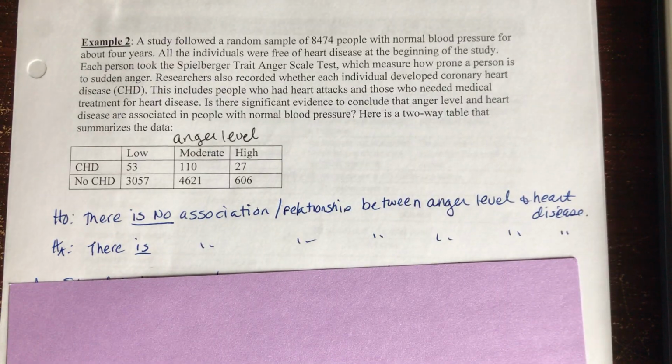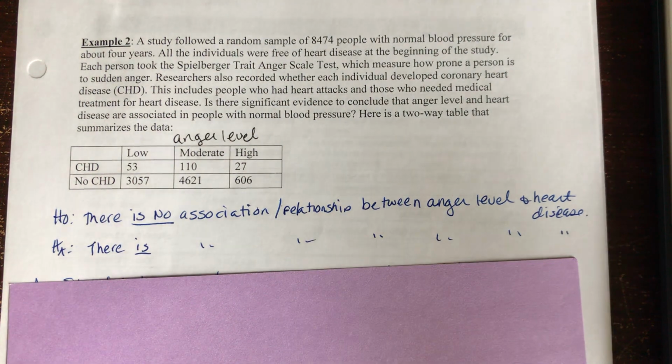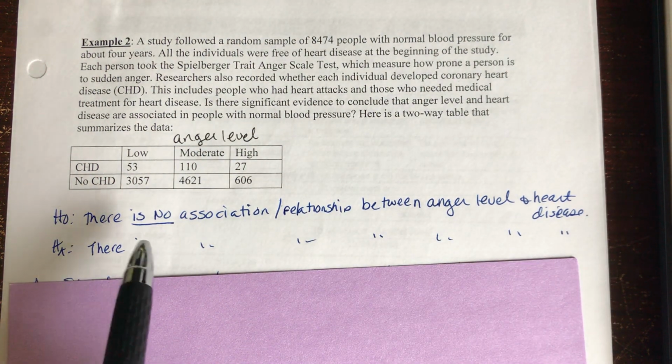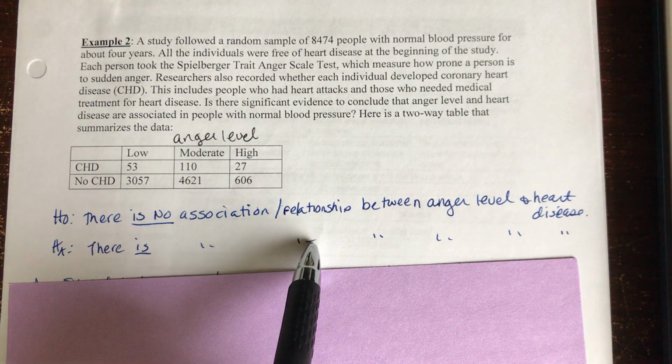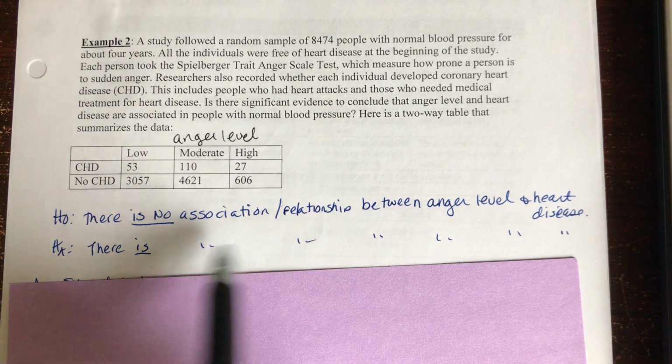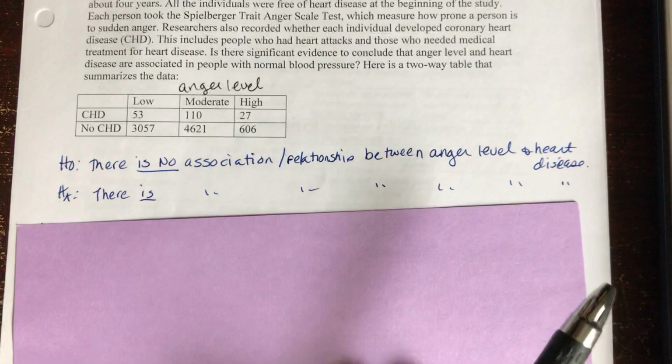So that would really be our parameter. If you want to identify your parameter here, it would be your population of interest as people with normal blood pressure. Your alternate would be there is an association or there is a relationship or they're dependent. Anger level and heart disease are dependent.